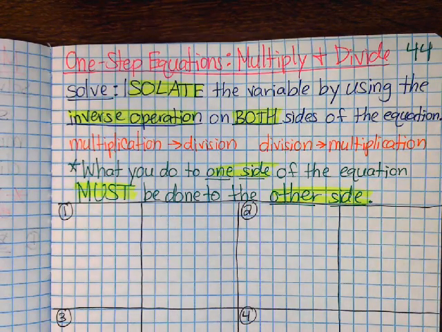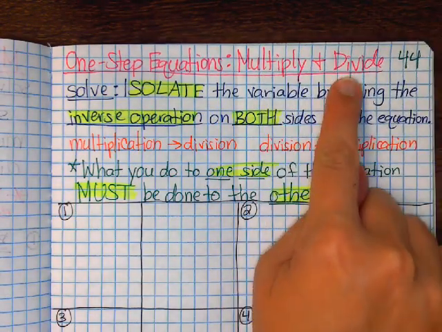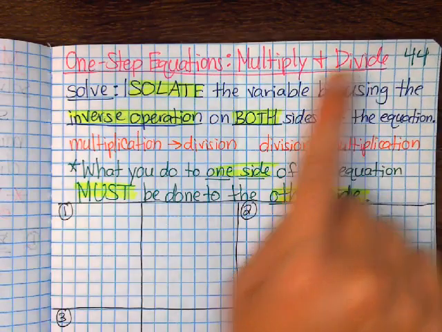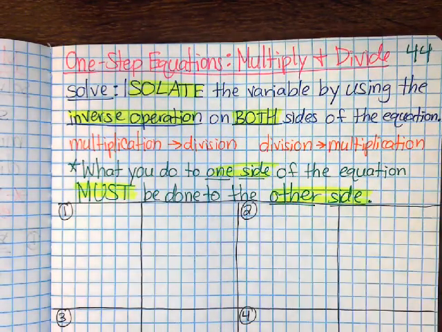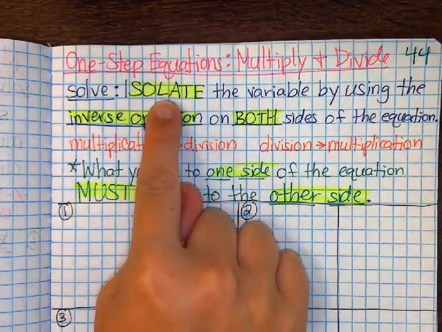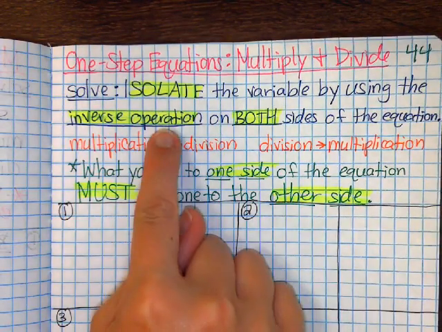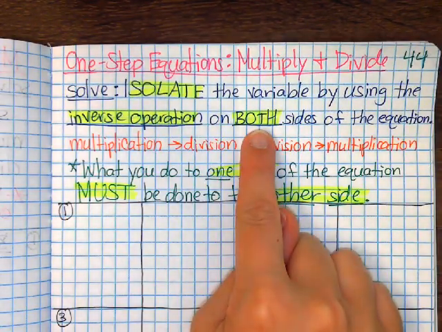Today in our live session, we are going to be learning how to do one-step equations with multiplication and division. Now, in order to solve them, just like we do when we add and subtract, you need to isolate the variable by using the inverse operation on both sides of the equation. This is so important, I underlined and highlighted.